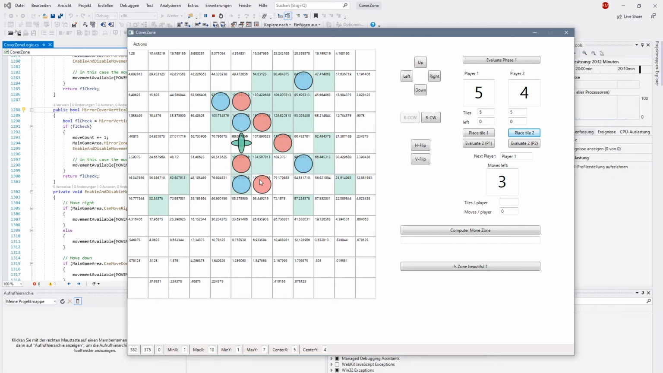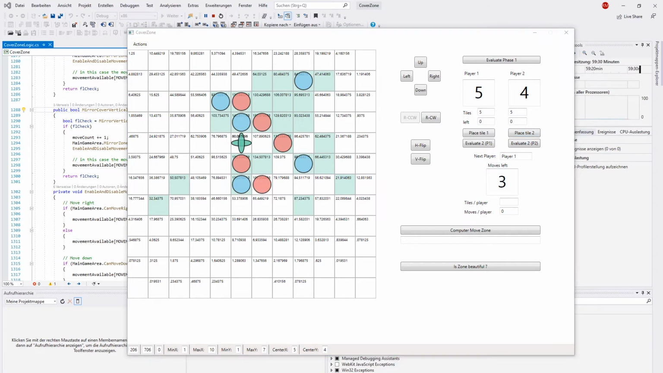And this is how this AI works, by a rather simple evaluation process, calculating a probability for each cell, and the computer always picks the cell with the highest value for its move. Phase 2 is now starting, moving the zone. Here, the game's AI has a different task to perform. It has to find the best move with the highest probability of winning the game by getting more of its own tiles into the zone than the opponent.